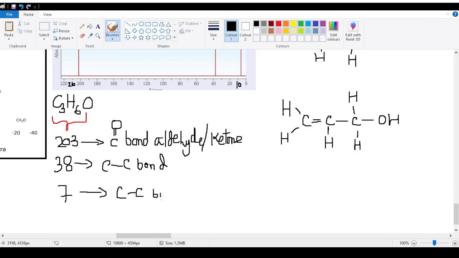Now, you might have a question. How is it that these are the same bonds, and why do they have different chemical shift values? Because we know that these two are possibly in the same chemical environment, so why are they not having the same value? The reason for that is although the bonds are the same, apart from the bond, there are other differences.